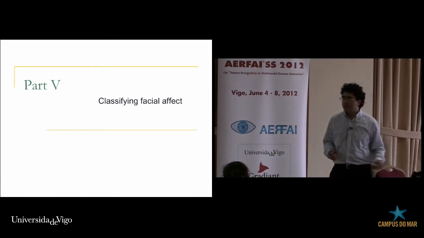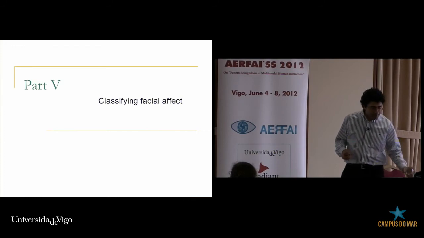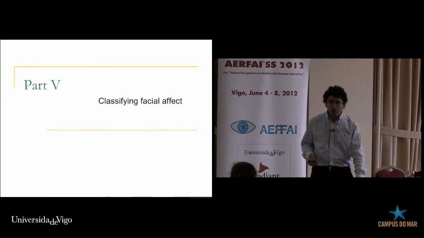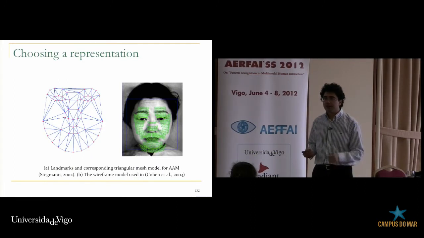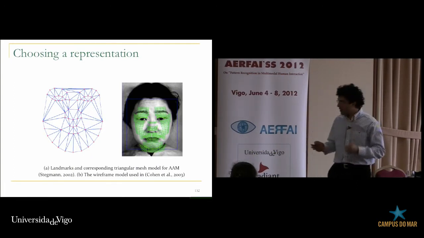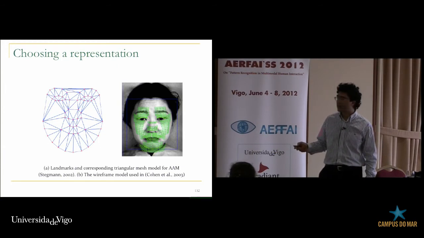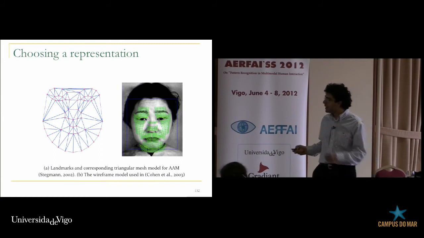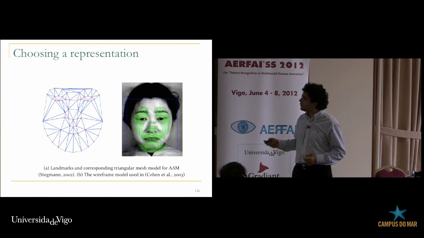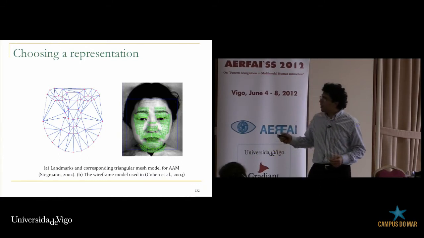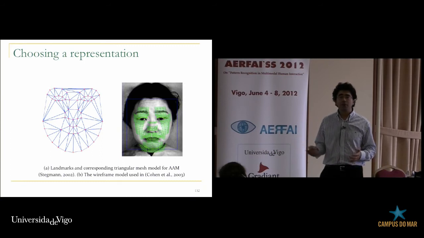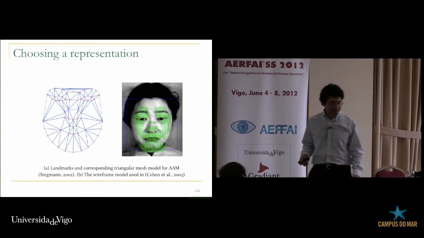I come to the final part of the talk, which is classifying facial affect. The first thing that we do for classifying facial affect is to choose a good representation. This is the mesh model that is typically used in active appearance models. This is the Bézier volumetric curve, the wireframe model used by Cohen and his colleagues, that we also used in Amsterdam. The complexity of this model will affect your processing. You want sufficient expressivity here.